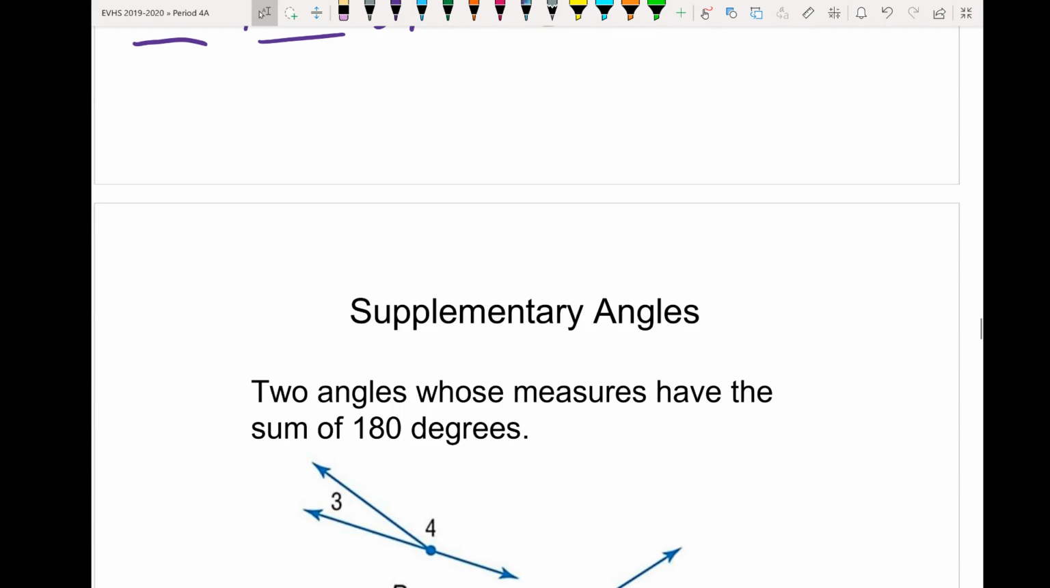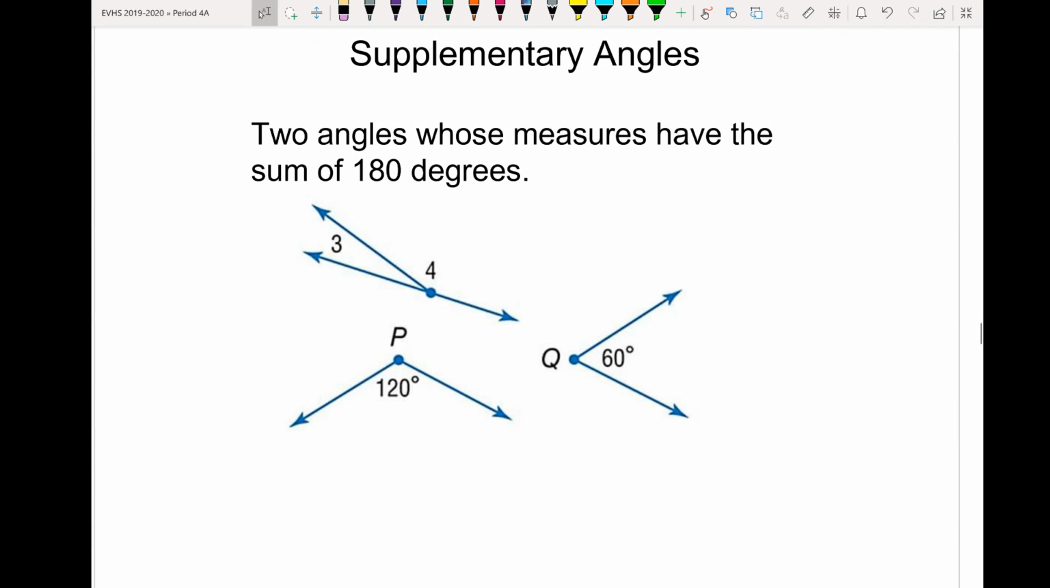Next one is supplementary. Angles that add up to 180 degrees. So here, angle 3 and angle 4 are supplementary because they make a straight line, or because they are a linear pair, as well as angle P and angle Q are supplementary because 120 plus 60 equals 180. Again, base equation here: something plus something equals 180 degrees. We'll be throwing out that equation a lot here in the next few minutes whenever we are doing examples.